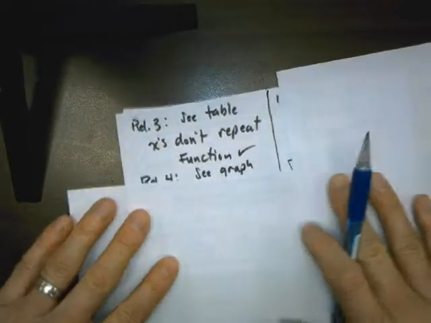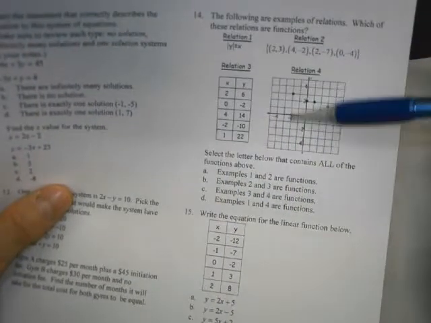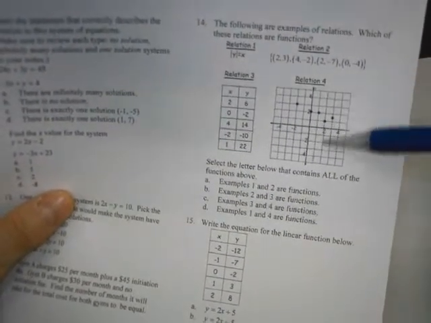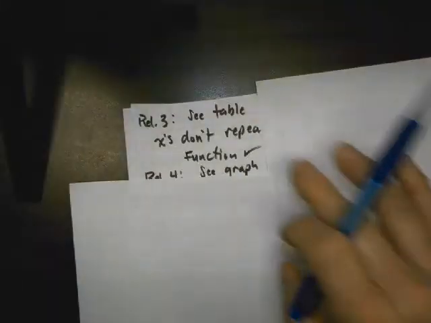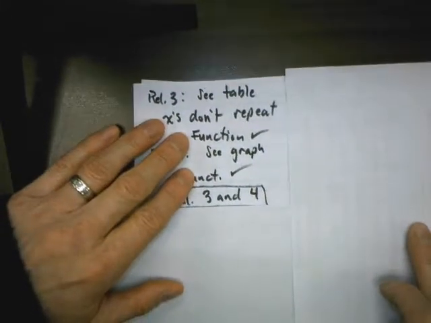Okay. And number 4 is a graph. Number 4, remember that vertical line test. I'm going to draw a straight line through any points, and as long as I don't hit any points twice vertically, it's a function. So I know that relations 3 and 4 are functions.